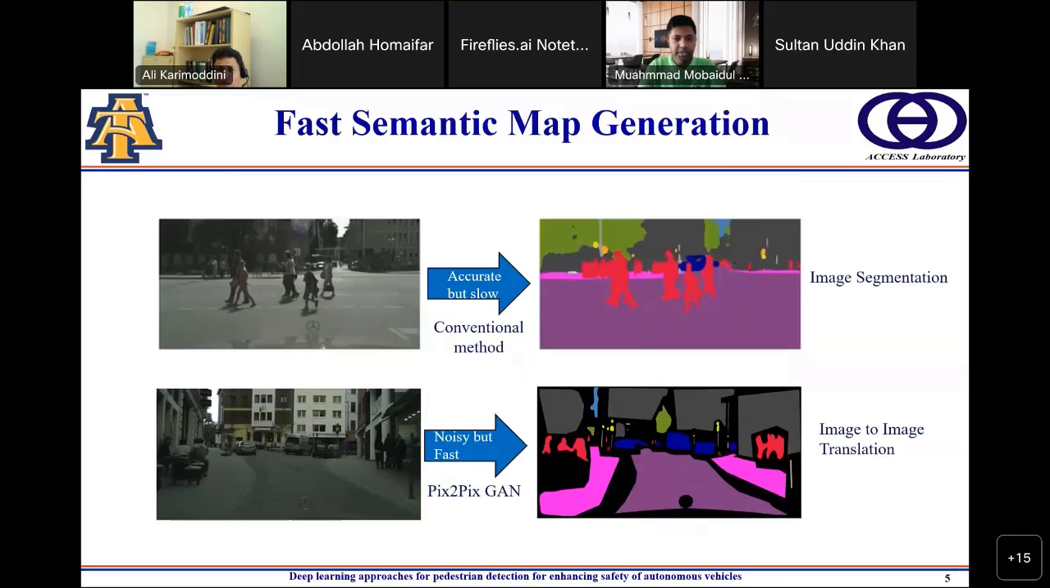Now there is a trade-off between fast and accurate semantic segmentation. Conventional image segmentation networks like SegFormer, DDRNet, etc. are accurate, but they are very slow. On the other hand, fast image-to-image translation networks like pix2pix GAN are very fast, but provide noisy information. So while we are selecting a semantic segmentation network for image segmentation, we need to trade off between runtime and accuracy.